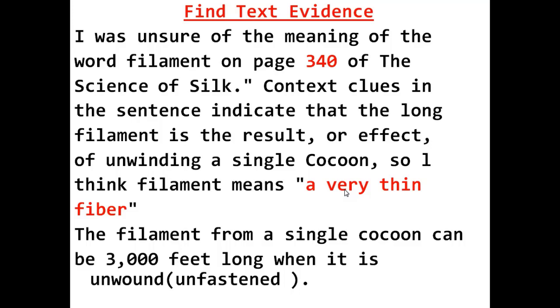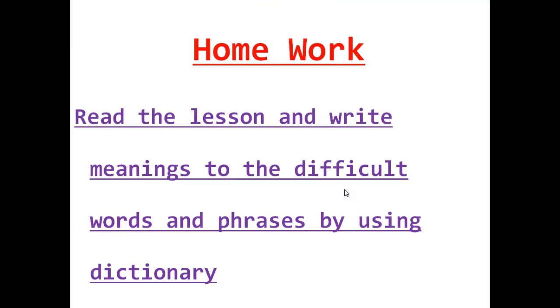The silkworm makes silk. Homework: read the lesson and write meanings of the difficult words and phrases using a dictionary. Hopefully you have got an idea about this lesson. Please focus on reading the text.